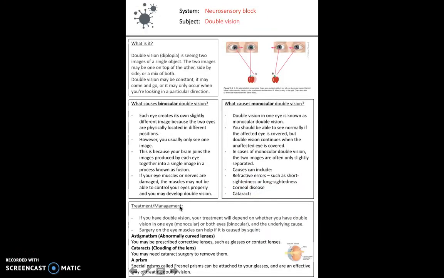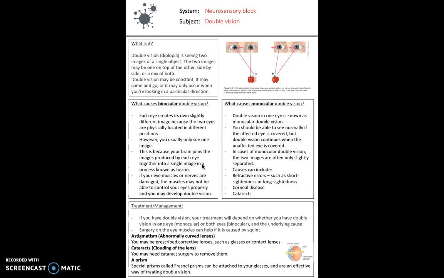And finally, for this video, we're going to look at double vision, which is also called diplopia, and it's basically seeing two images of a single object, and these two images may be at the side of each other or on top of each other or a mix of both. Now, what's really interesting about double vision is it sometimes can be constant in some patients, and in others it can be intermittent. But double vision is more of a symptom, I would say, of other diseases. It's not necessarily a disease in itself.